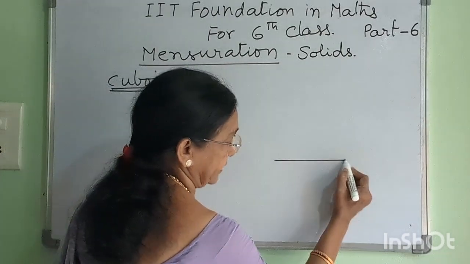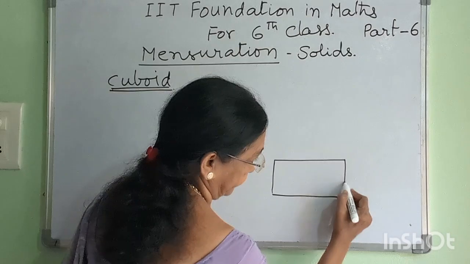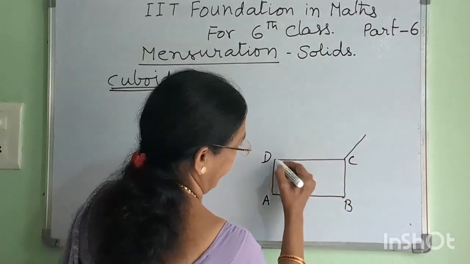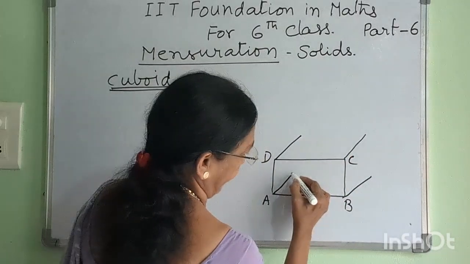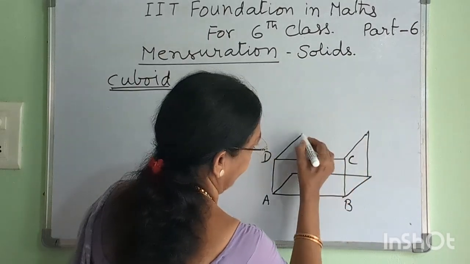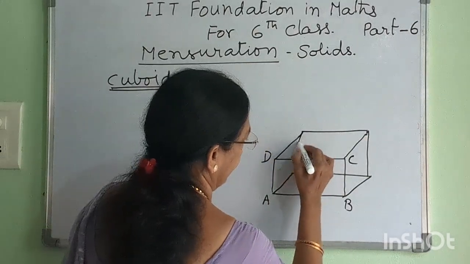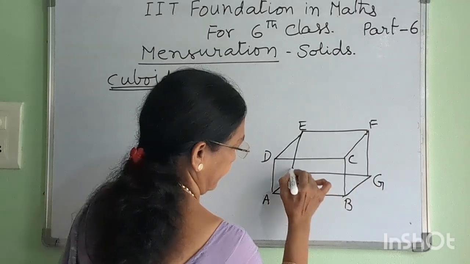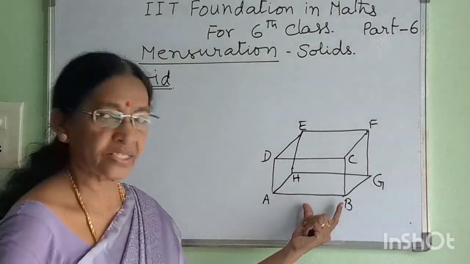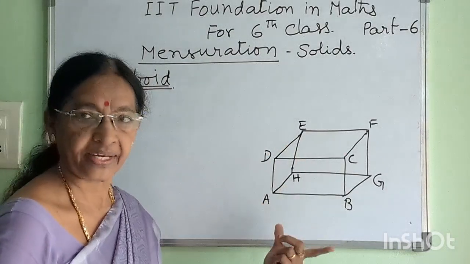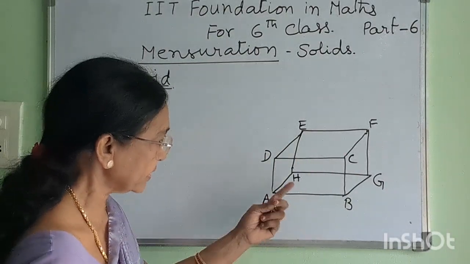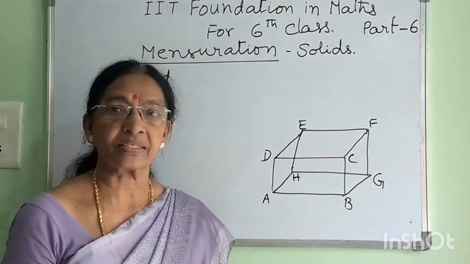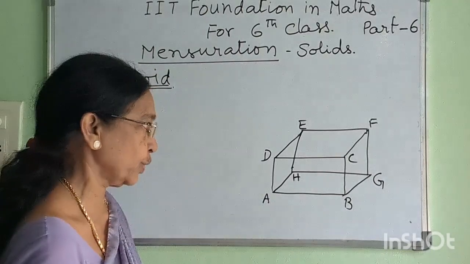For example, the base is a rectangle ABCD. So this is called a cuboid. All the sides are rectangles. Let ABCD be the base and EFGH is the top. They are parallel to each other. Thus there are three sets of parallel faces opposite to each other.